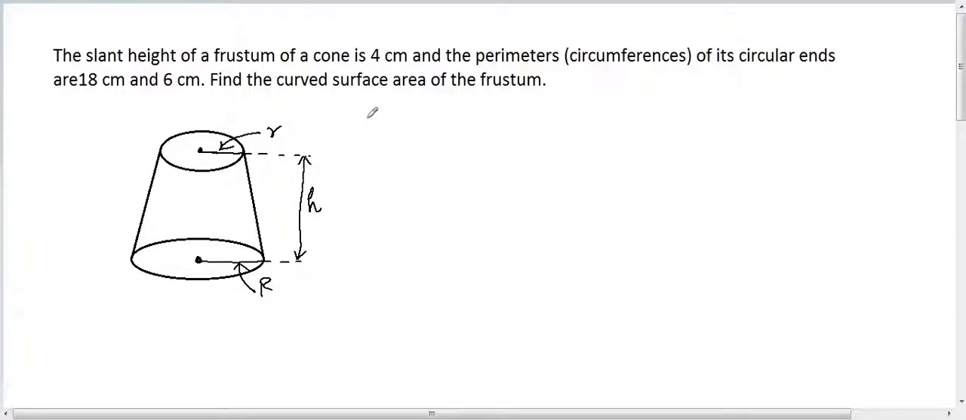Let's solve the question which I have written on the whiteboard here. The slant height of the frustum of a cone is 4 centimeters, and the perimeters of the circular ends are 18 and 6 centimeters. We need to find the surface area of this frustum.